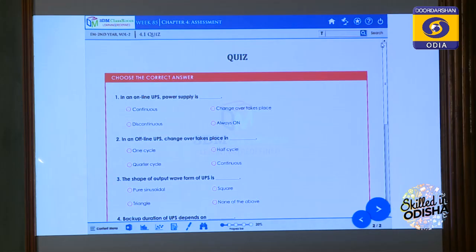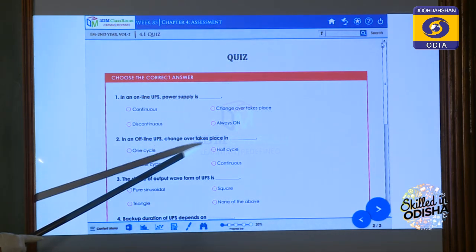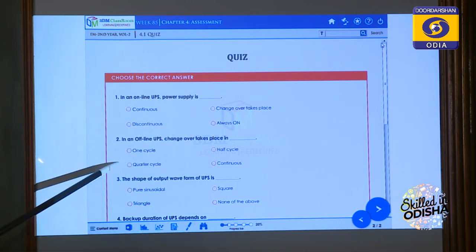Here are some questions. In an online UPS, the power is in what mode? You have to choose from the multiple choices. What is the correct answer? The second question, in an offline UPS, the changeover takes place in what? One cycle, quarter cycle, half cycle, continuous cycle.